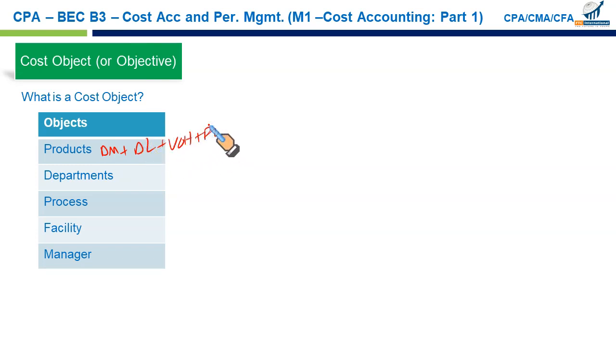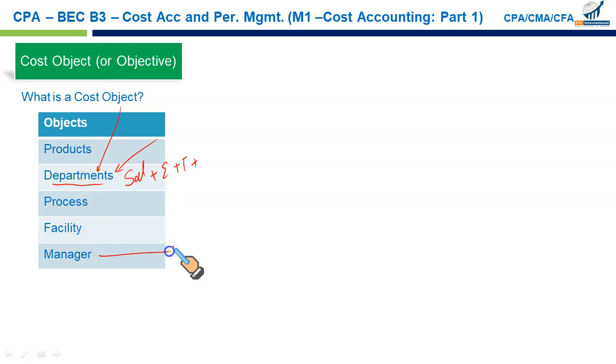Then if the cost objective is a department, then all the costs specific to this department, meaning the salary of the employees working in this department, electricity consumption, telephone, plus all those costs that can be directly traced to this department, will be included, and this department will be called our cost objective, because we are compiling all the costs related to this department.